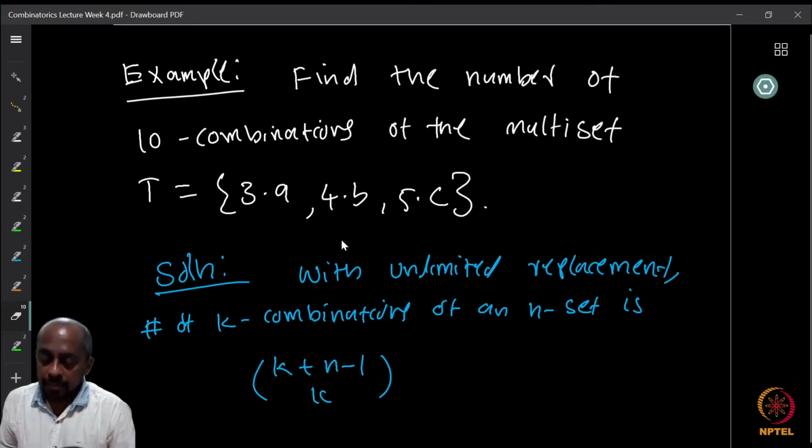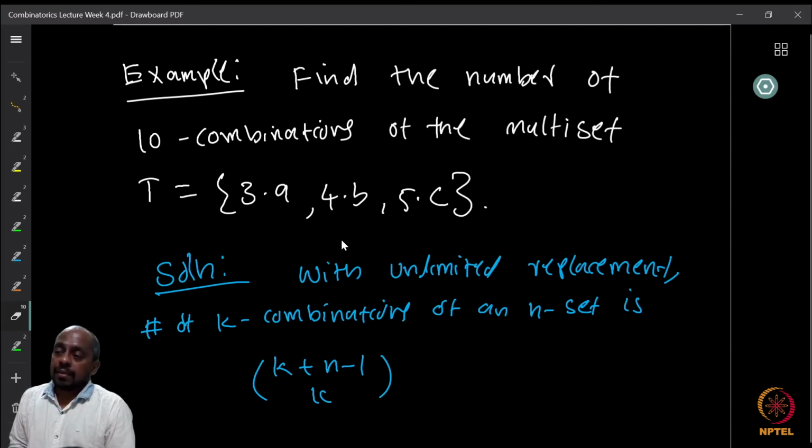What we look at today: the first question is, given a multi-set, let us say T with 3 copies of an element A, 4 copies of an element B, and 5 copies of an element C, we want to find the number of 10-combinations of this set. Which means that we want to select 10 elements, multi-sets, but of course multi-subsets of the set, which means that we cannot have more than 3 copies of A in the subset, 4 copies of B, or 5 copies of C, right?